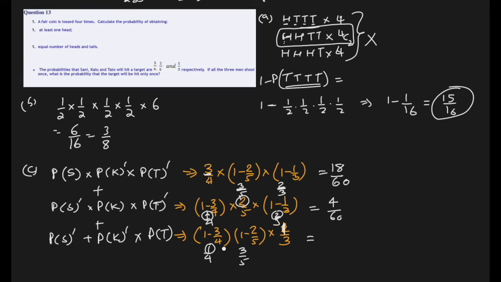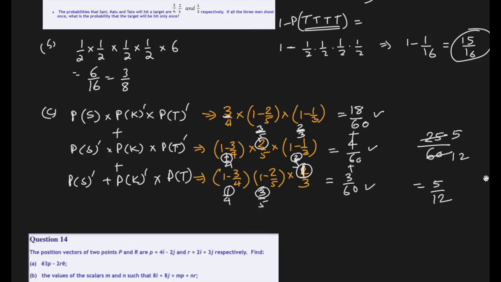Okay, so 1 times 3 times 1 is 3 out of 60, and we will add them because either this situation will happen or this, or this. When 'or' happens, that means we'll have to add the probabilities, and the probabilities will be 18 plus 4, 22 plus 3, 25 over 60, divided by 5. Answer is 5 over 12.